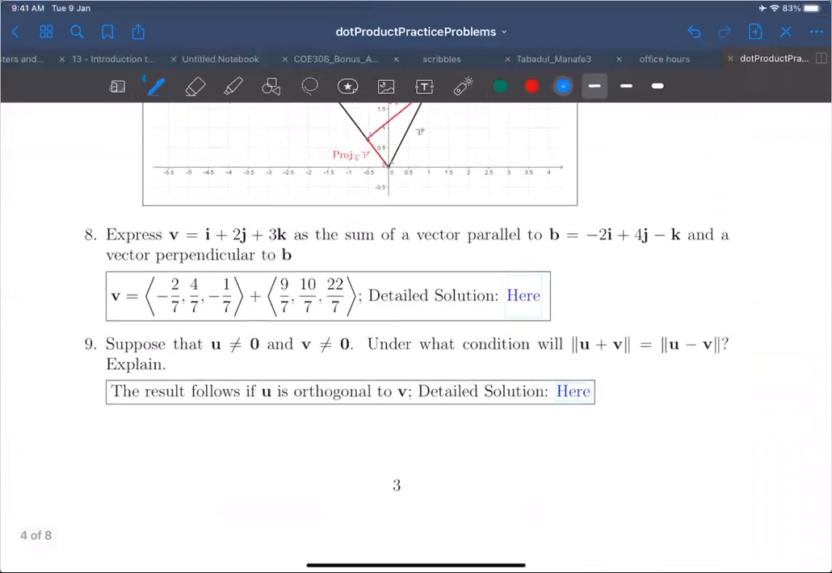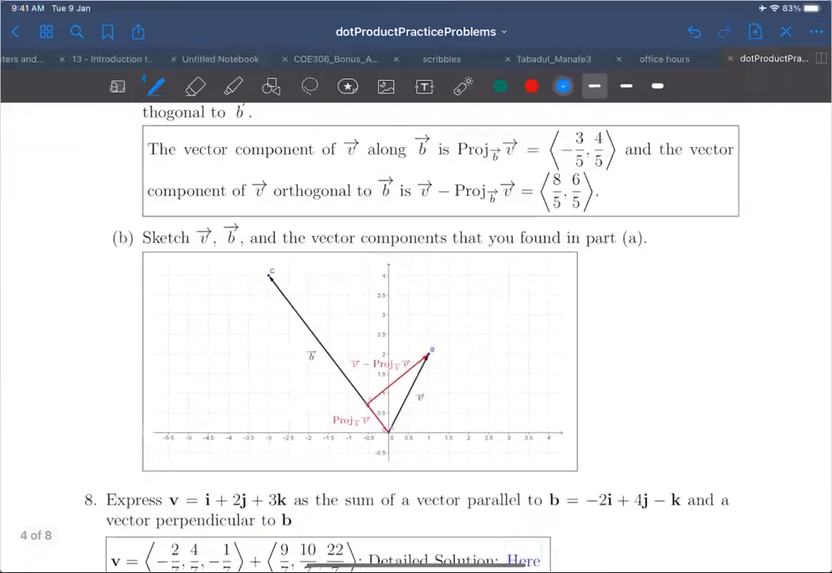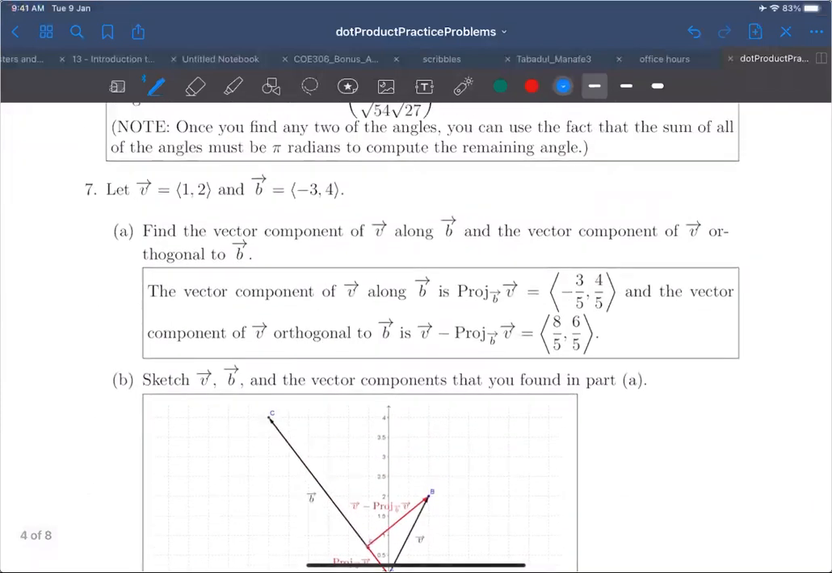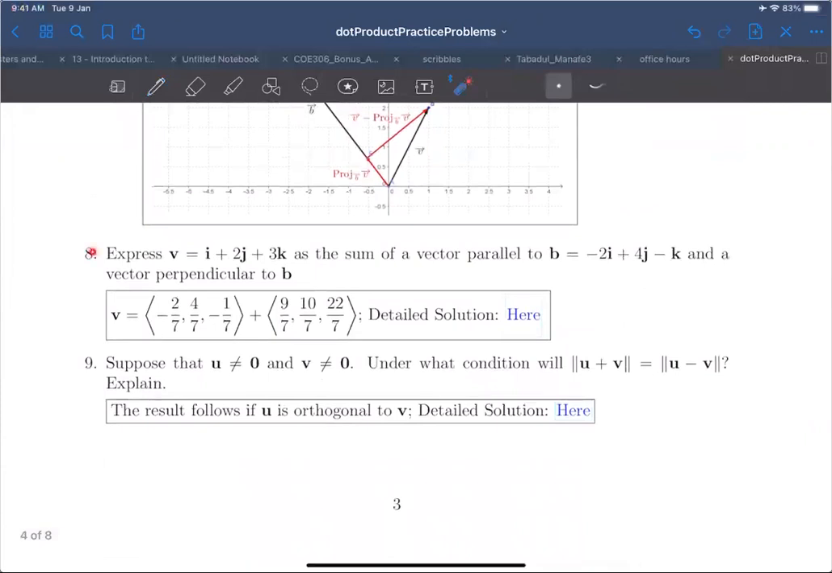Okay, so let's take this problem, for example. Last time in the class, we did this problem, this one here. So this time we are going to do this problem here. We would like to express the vector V as the sum of a vector parallel to B and a vector perpendicular to B.